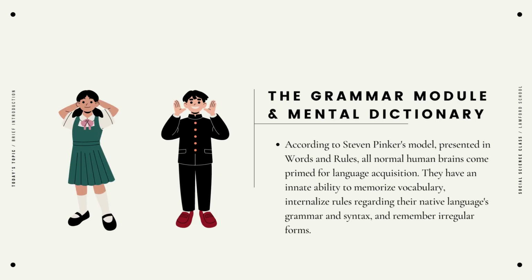Let's now define the grammar module and mental dictionary. According to Steven Pinker's model, presented in Words and Rules, all normal human brains come primed for language acquisition. They have an innate ability to memorize vocabulary, internalize rules regarding their native language's grammar and syntax, and remember irregular forms. So we have all that natural capability right there in our brain from the moment we are born, according to his model.